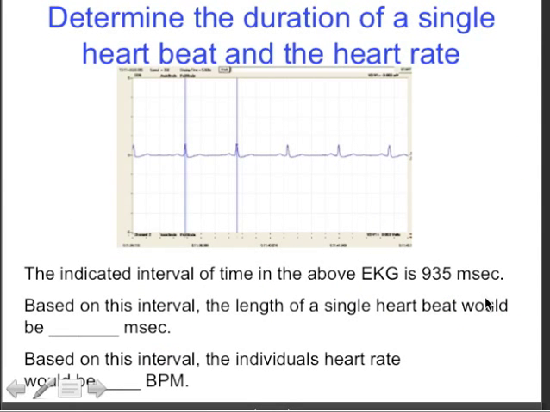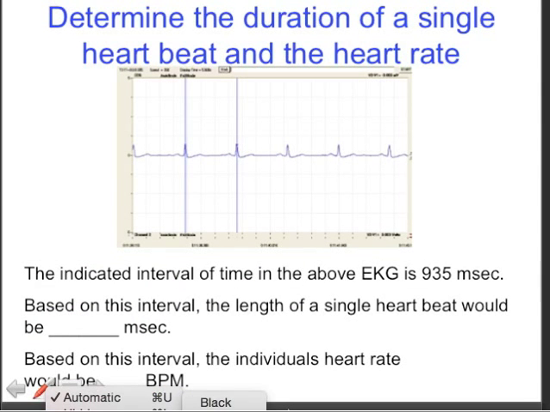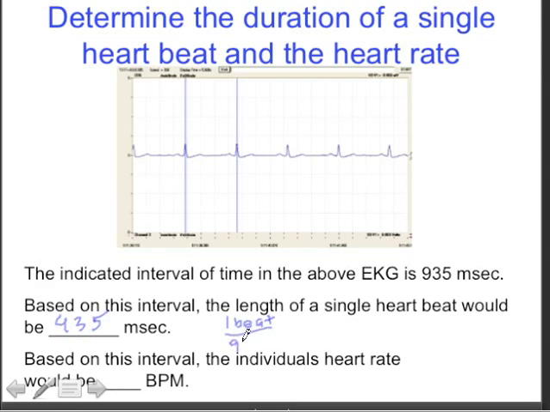Okay. The indicated interval of time in the above EKG is 935 milliseconds. Based on this interval, the length of a single heartbeat would be, and if we work that out, 935 milliseconds. Okay. Based on this interval, the individual's heart rate would be how many beats per minute? Well, the length of a single heartbeat is 935 milliseconds. So we got to do this math here. One beat is 935 milliseconds.